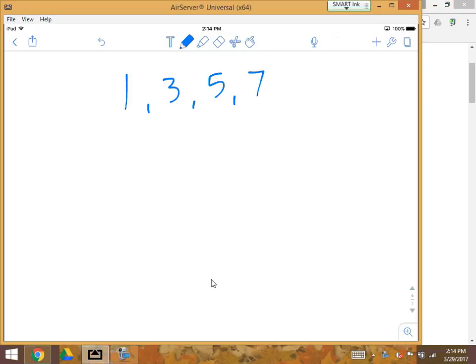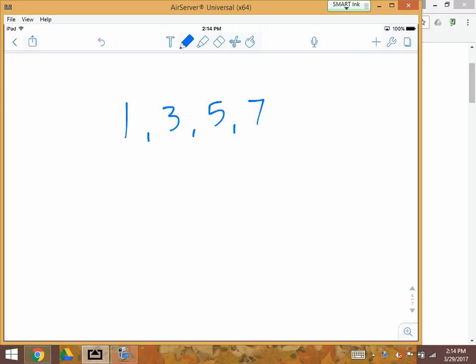So we have these four numbers, 1, 3, 5, 7, and each of them is a number of a sequence. So n represents the number in the sequence. Like when n is 1, the answer is 1. When n is 2, so the second term in the sequence, the answer is 3. When n is 3, meaning the third number, 1, 2, 3, the third number in the sequence is 5. The fourth number in the sequence is 7.